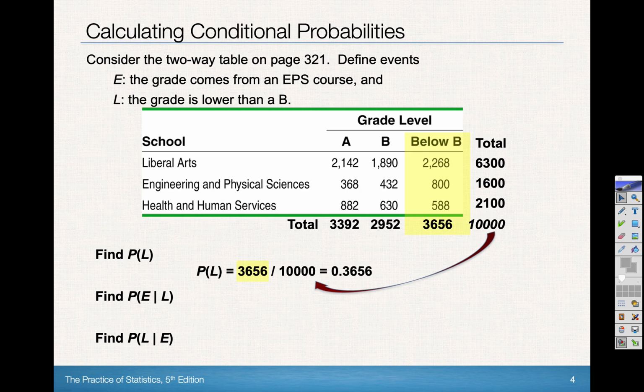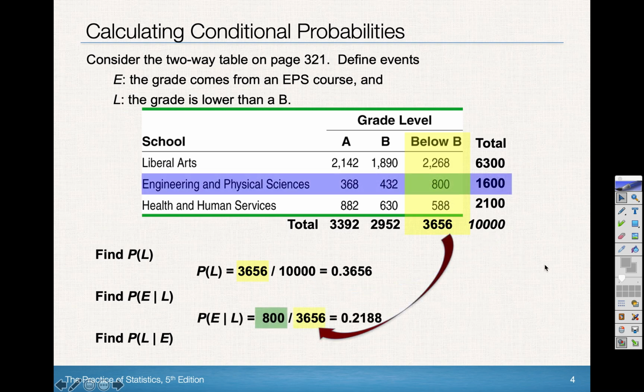Now, the probability of event E given event L already occurred, meaning the probability that you select a student where the grade comes from an EPS course, given that their grade is lower than a B. So now we're only looking at the students who got a grade below a B, which is 3,656. How many of those came from the EPS courses? Well, 800. So you will see 800 divided by 3,656. Now that is a conditional probability where you did not have to use the formula, because we have a two-way table.